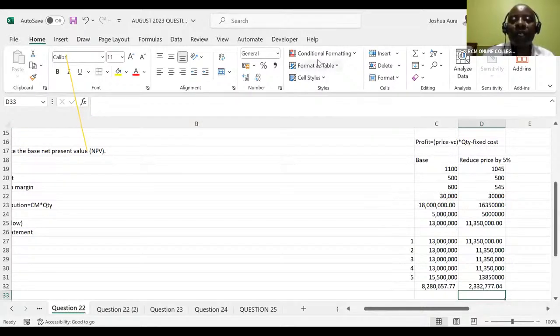Let me check. I'll repeat from year 5. Yes, Candy has gotten it. I will repeat. Sensitivity analysis, we vary one at a time.